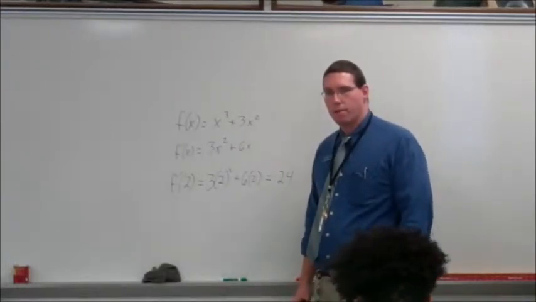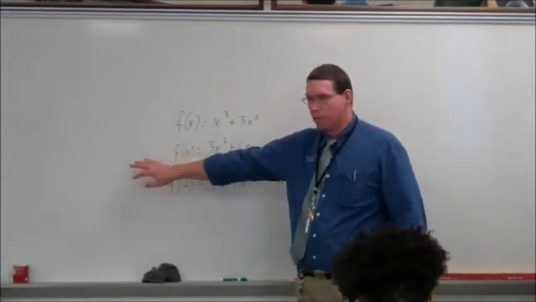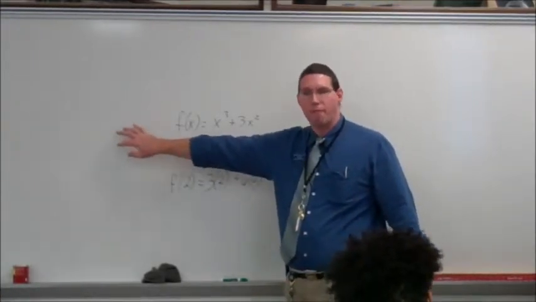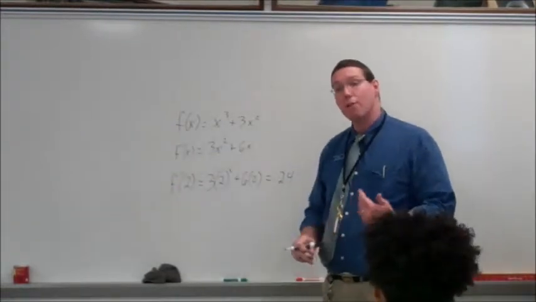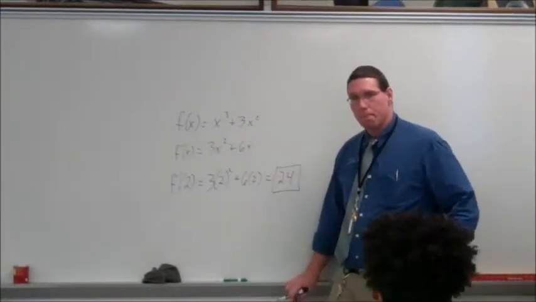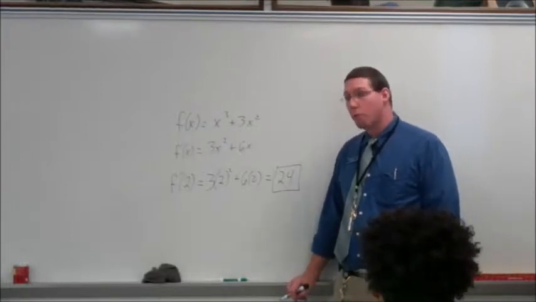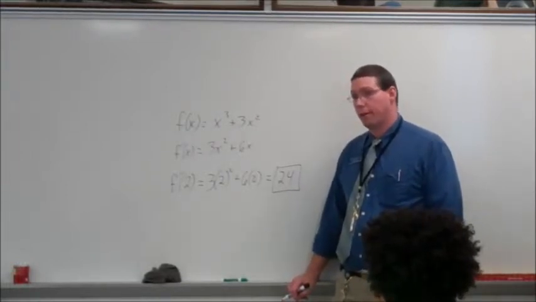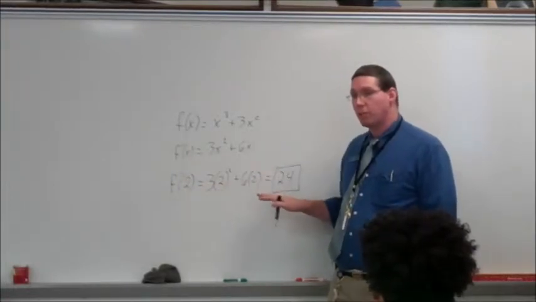Did that make sense? Okay. So anytime you are asked what is g prime of 5, that means that you are plugging 5 into the derivative. Do you know what this tells you? Do you know what this means? What does this 24 mean? It is the rate of change in what? At x equals 2, but the rate of change in what?